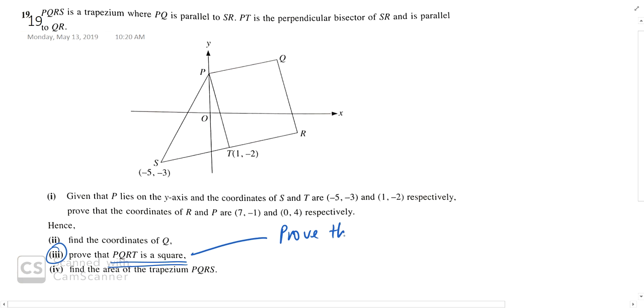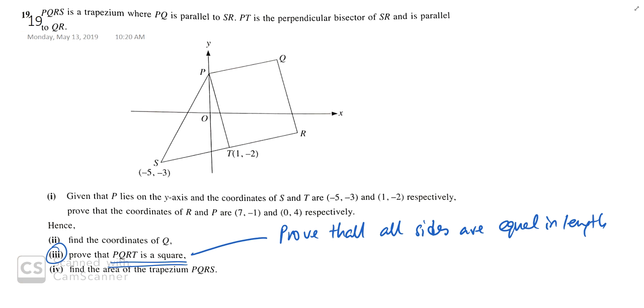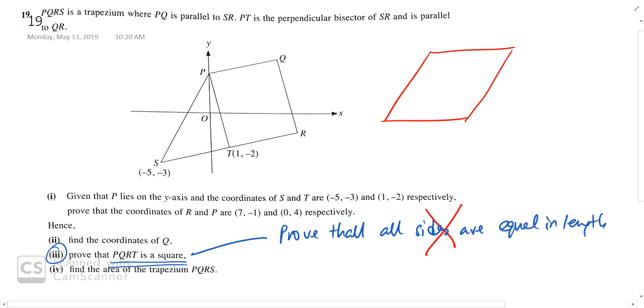Prove that all sides are equal in length. Is it? Yes? Then it will be wrong. Gradient also. Why is it wrong? I show you a quadrilateral, 4 sides, that's not a square even though the 4 sides are equal in length. Then what about the gradient? Is this a square? No, it is not. So this is insufficient. So must say the angle.